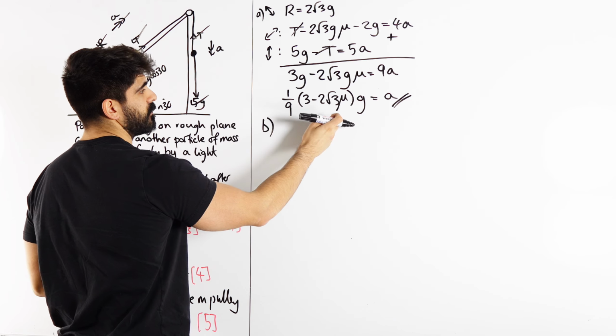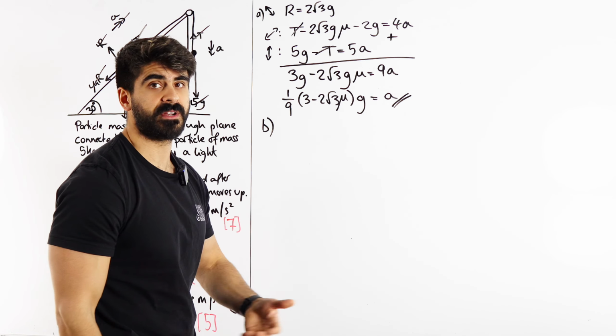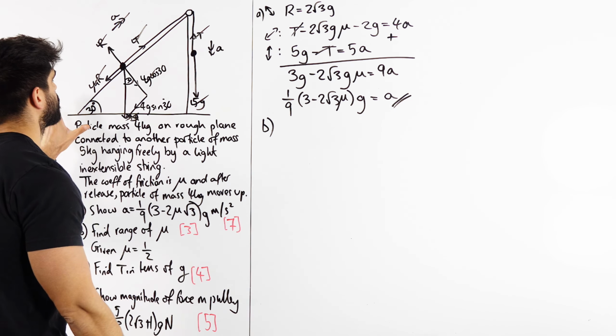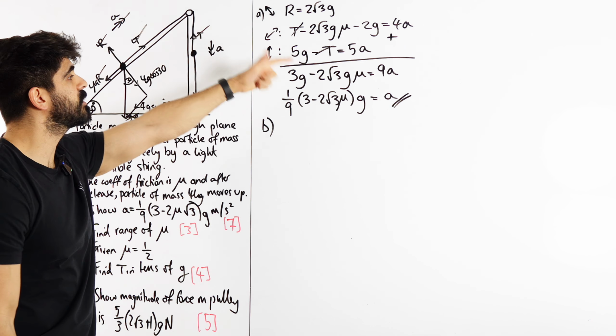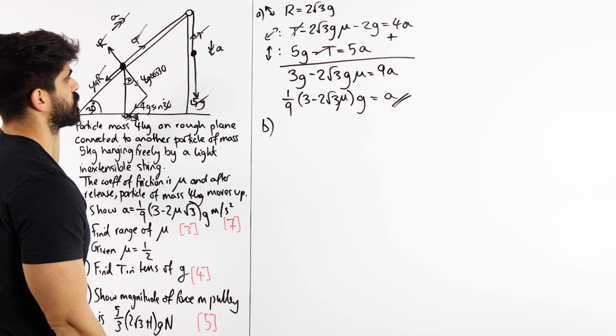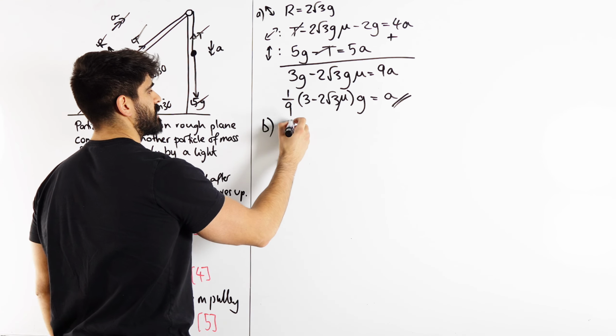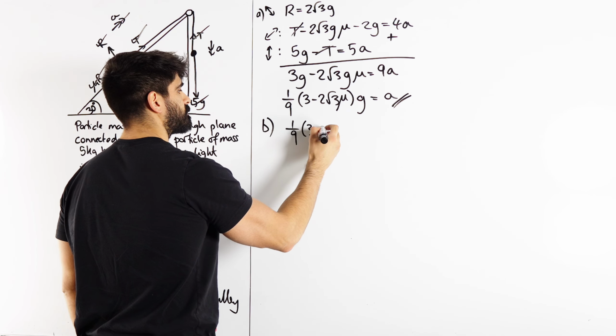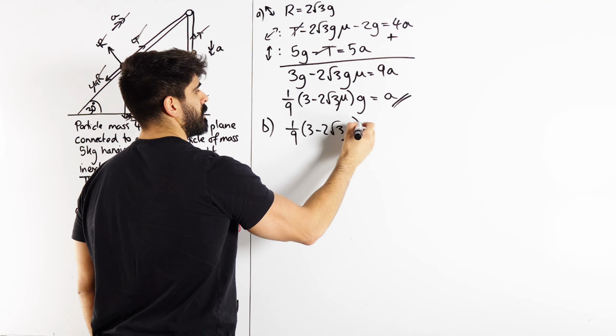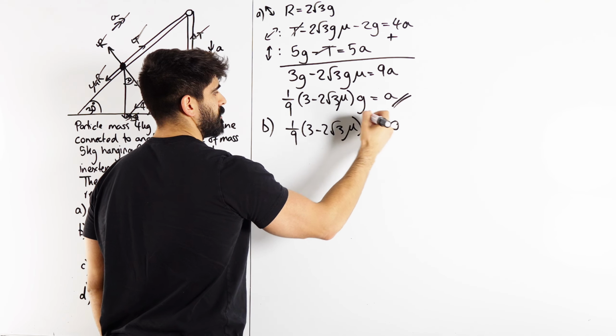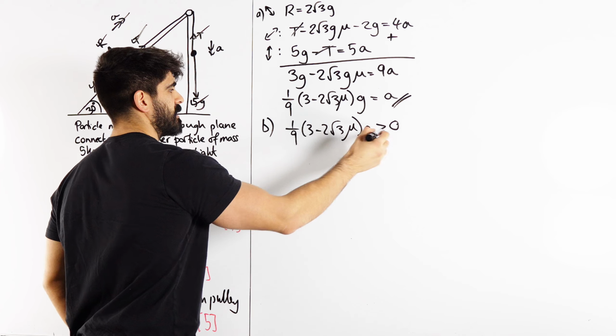Part B, find the range of values for mu. Now obviously it's going to come from here. We know that if it's accelerating, a is going to have to be positive. We've defined this way to be positive. a can't be 0 because then it would have just remained still because it started from rest. Okay? So we're going to say this bit here is bigger than 0.